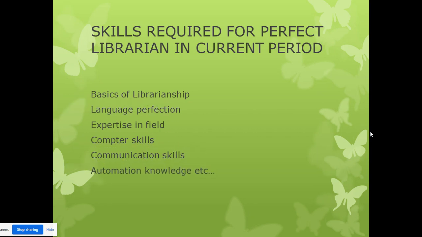And another is automation knowledge. If you want to be a perfect librarian, then you must know automation: how to do automation, how we can make our library automated, how we can use library automation software. Then you must have knowledge about automation. So these are the basic skills which any librarian must possess.